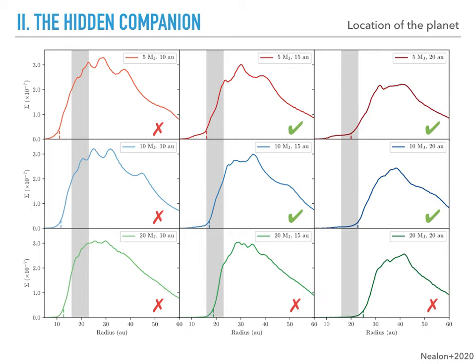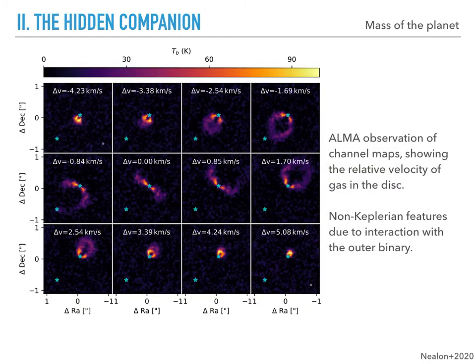On the other hand, if the planet is more massive, so the bottom row, the planet accretes too much material. It accretes too efficiently, and there's no material that can be used to supply the inner disk. So from this perspective, we'd say that the planet is located somewhere between 15 to 20 AU and has a mass in the region of 5 to 10 Jupiter masses.